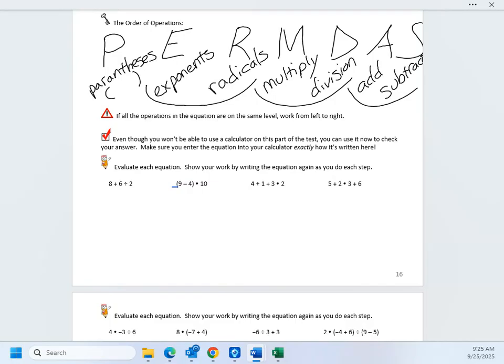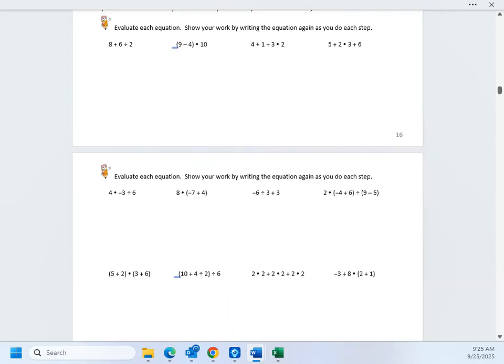All right, so let's practice some together. So we're going to evaluate each equation. Show your work by writing the equation again as you do each step. So the way I write it on the board is how you write it in your binder.